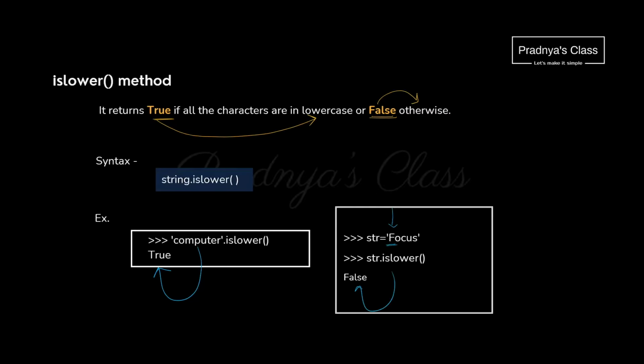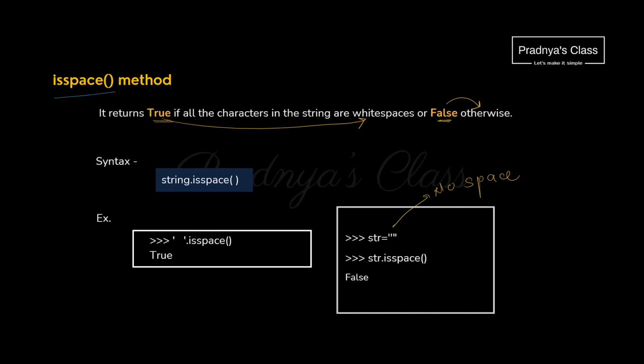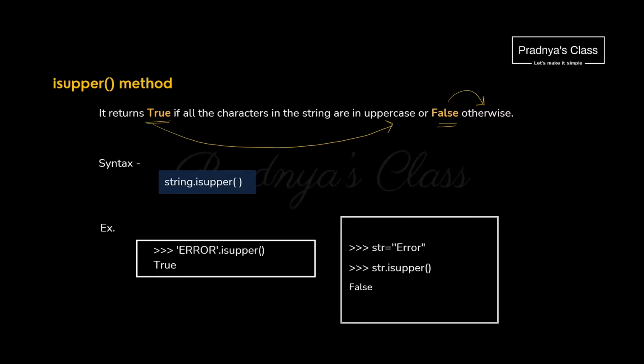That's why we got false. The isspace method will check for spaces. Yes, there is one space, so we got true. Here there is no space, so we got false. Like islower, there is an isupper method which will check whether the string is in uppercase or not. Look at this string, it is in uppercase, that's why we got true. Here we have some lowercase characters, that's why we got false.